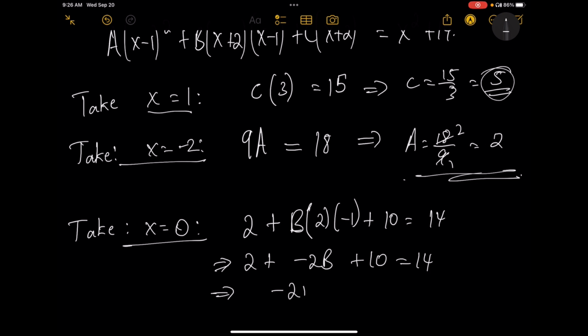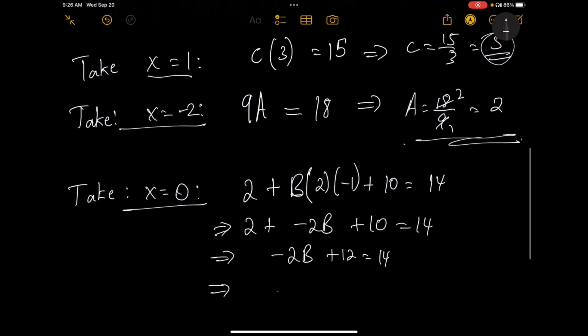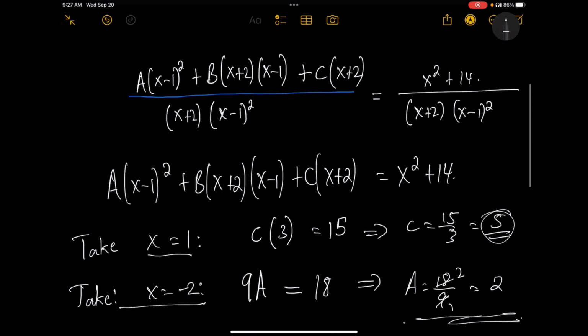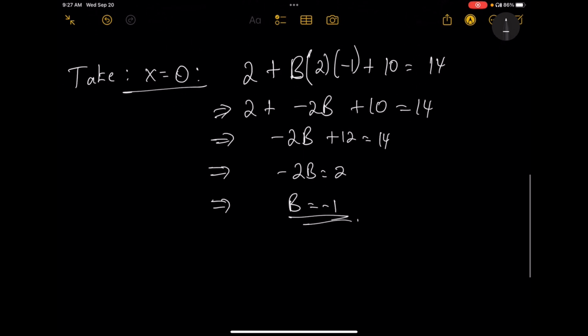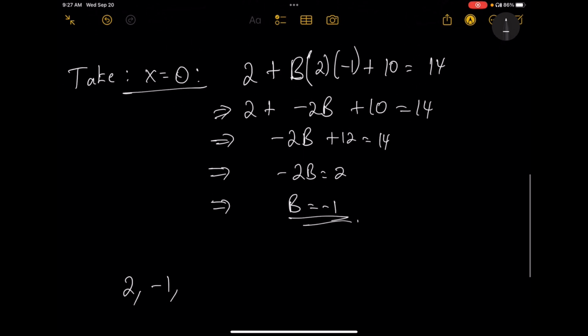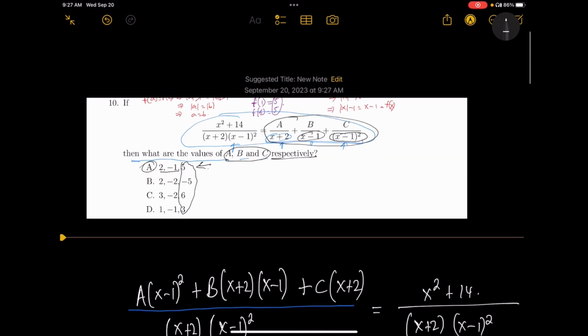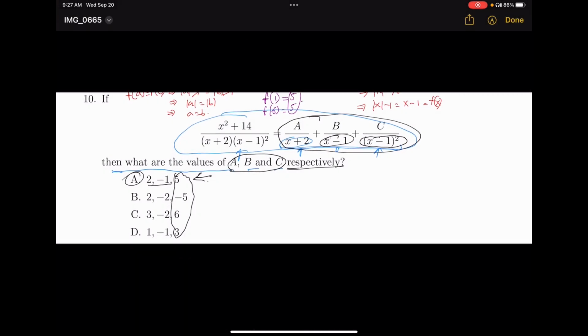which implies that 2 plus negative 2b plus 10 is equals to 14, which implies negative 2b plus 12 is equals to 14, which implies that negative 2b is equals to 2, which implies that b is equals to negative 1. Okay, that b negative 1 ነው ለዛ a 2 ነው b negative 1 ነው c ስንት ነው c 5 ነው ለዛ መልሱ ማን ነው የሚሆነው ማለት ነው 2 negative 1 5, therefore the answer is a.